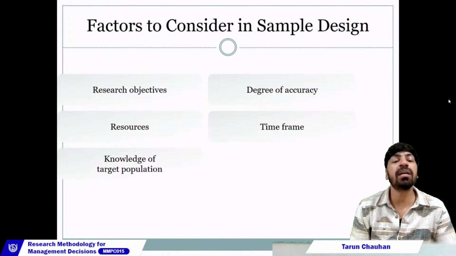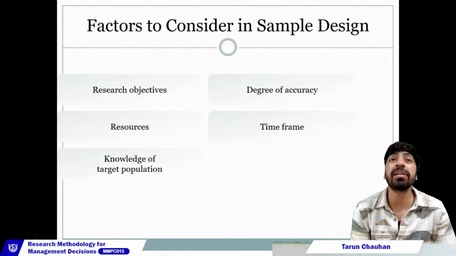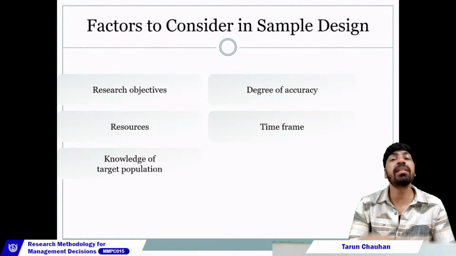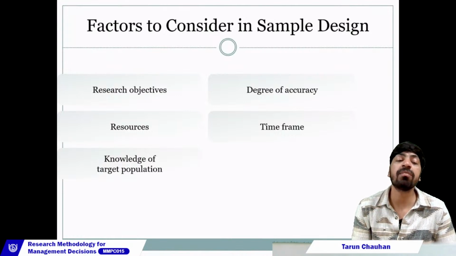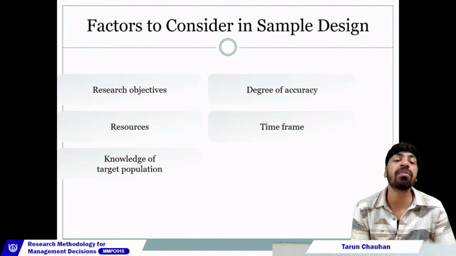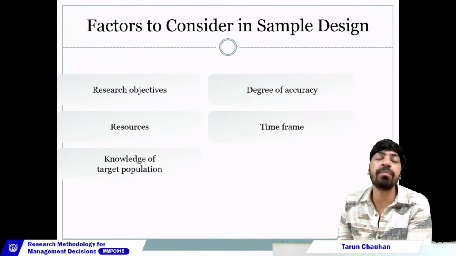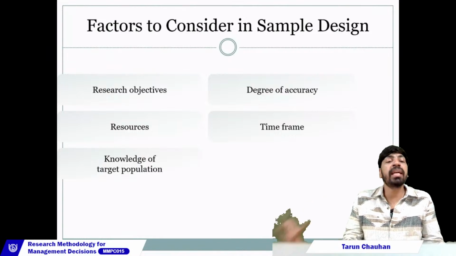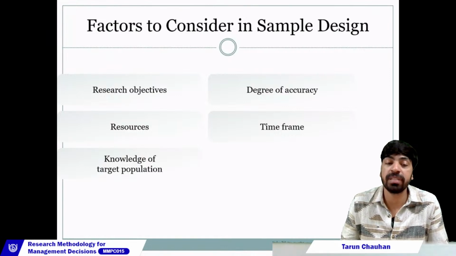Next one is knowledge of the target population. It is very important for a researcher, and is also one of the important factors when it comes to sample design, that a researcher must have well defined knowledge about the target population, whether it targets the customer base, the consumer base, or particular individuals.